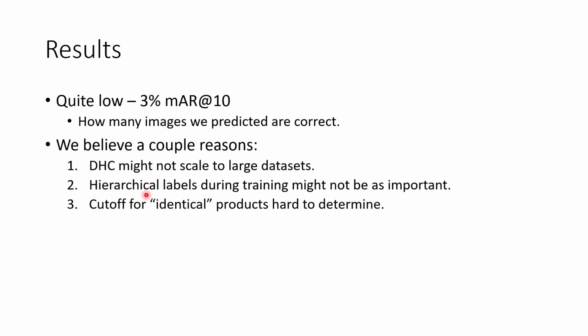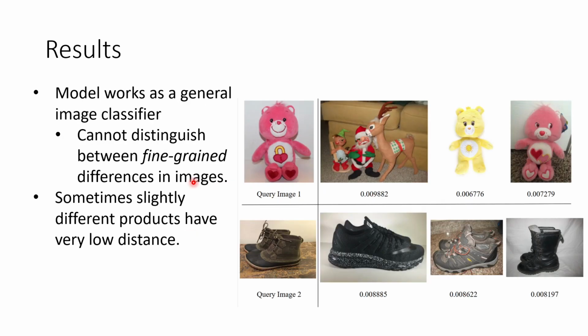Also, we think that maybe the hierarchical labels that were present during training might not actually be as important, because if an item belongs to the same set of classes, our model often can't tell apart very similar products. So maybe we should have focused more on the fine-grained aspect. And also, having some sort of cutoff for what an identical product is very hard to determine. Again, this might be that our model was not very suitable for it.